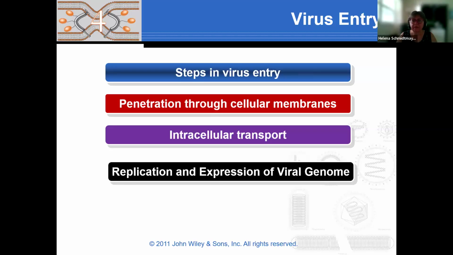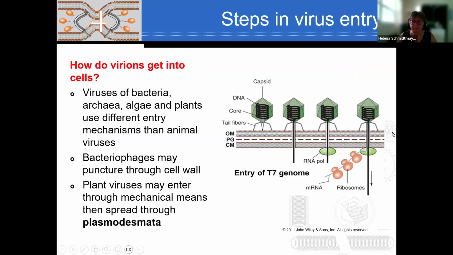This week, we will discuss mechanisms that viruses use to enter target cells. We will start with steps in virus entry and penetration through cellular membranes, and in the second recording, we will discuss intracellular transport and replication and expression of the viral genome.